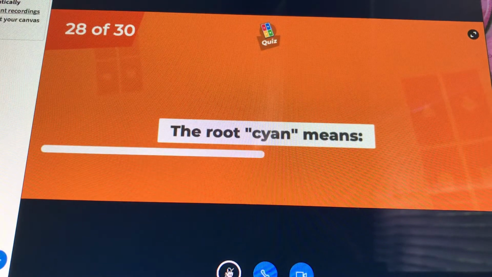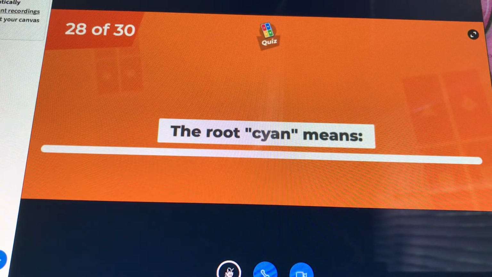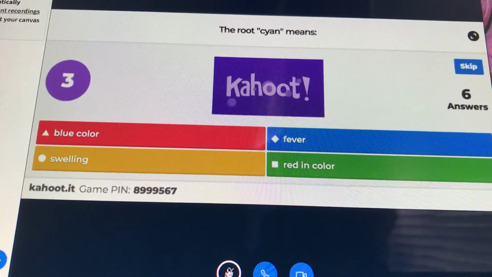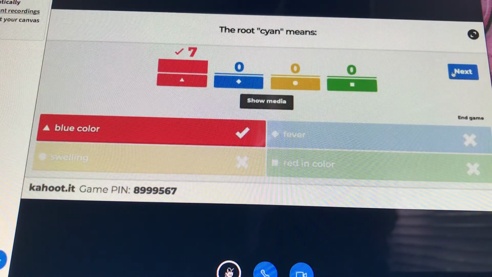What does the root word cyan mean? Good, that would be blue in color, i.e. cyanosis, cyanotic.